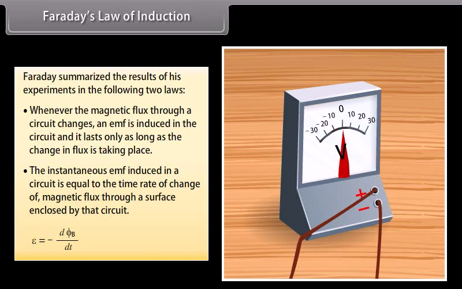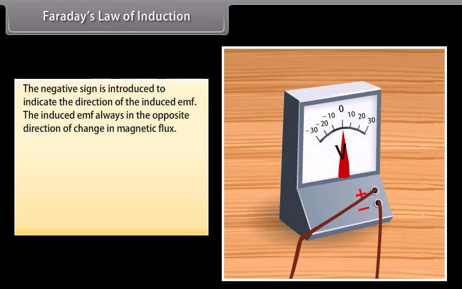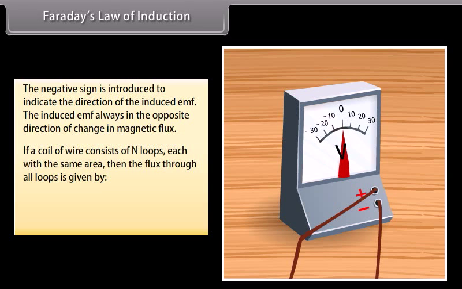E is equal to minus d phi B by dt. The negative sign is introduced to indicate the direction of the induced EMF. The induced EMF is always in the opposite direction of the change in magnetic flux. If a coil of wire consists of N loops, each with the same area, then the flux through all loops is given by minus N d phi B by dt.